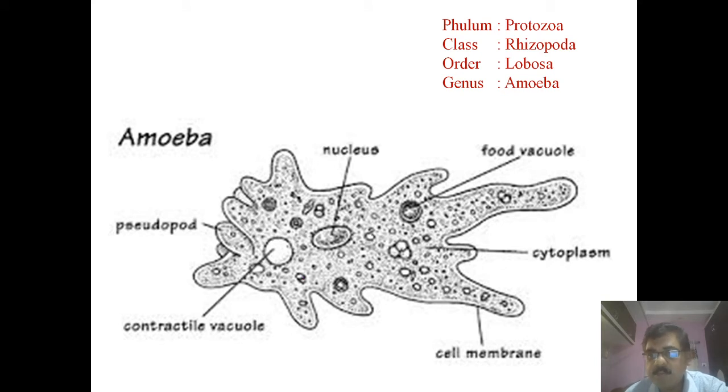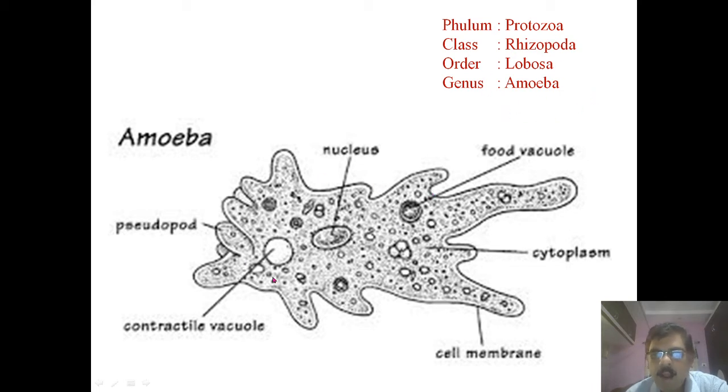Then the second animal is the Amoeba. You are not supposed to write the name here. You have to write the name where you have drawn the diagram, below that diagram, you have to label it, like figure Amoeba. And the classification: phylum Protozoa, then class is the Rhizopoda, order is the Lobosa, and the genus is the Amoeba.